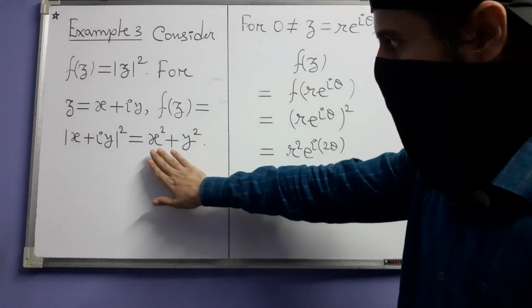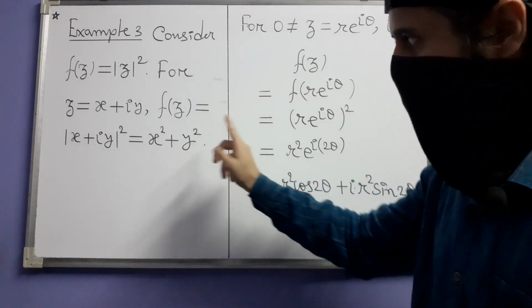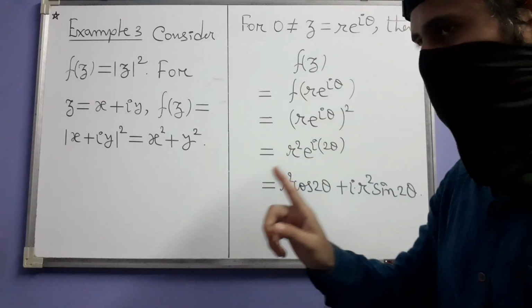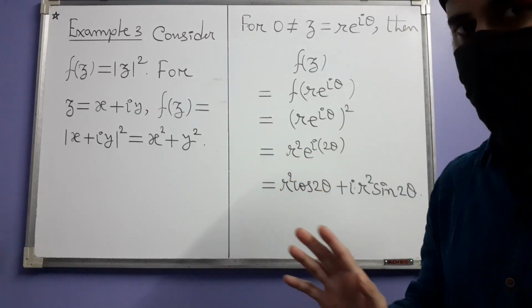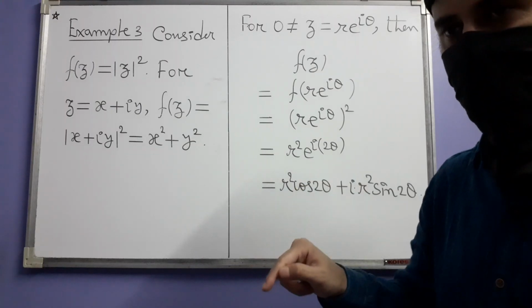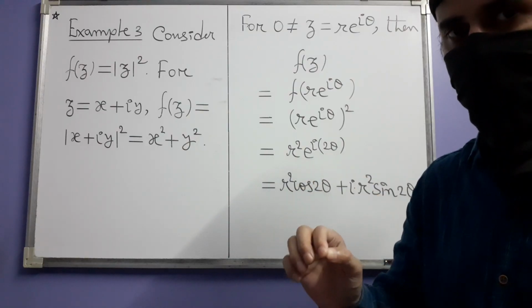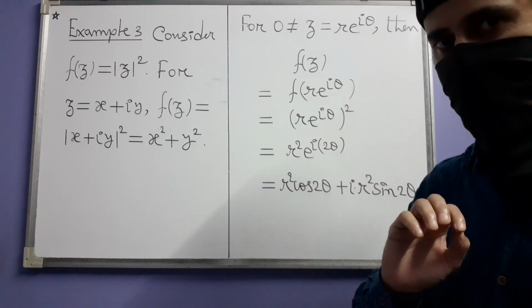Note that in this case the function u is x squared plus y squared, u of x comma y is this, and there is a v. It's not that v is not there, v is there, but v is the constant function 0. V of x comma y equals 0 for all x and y.